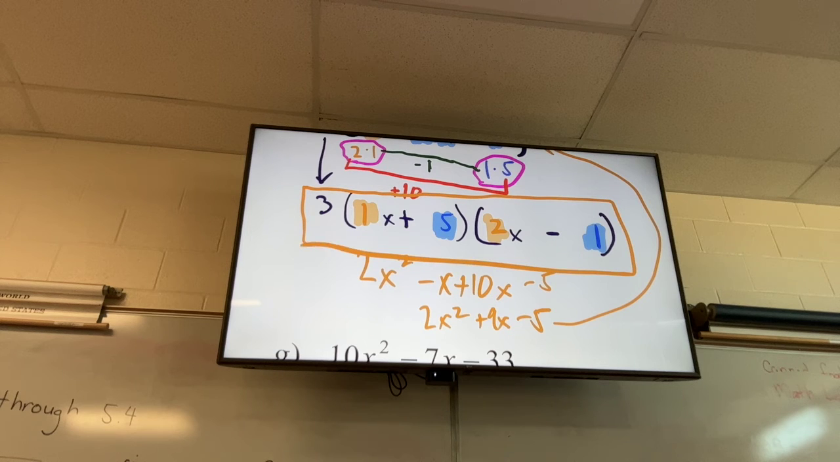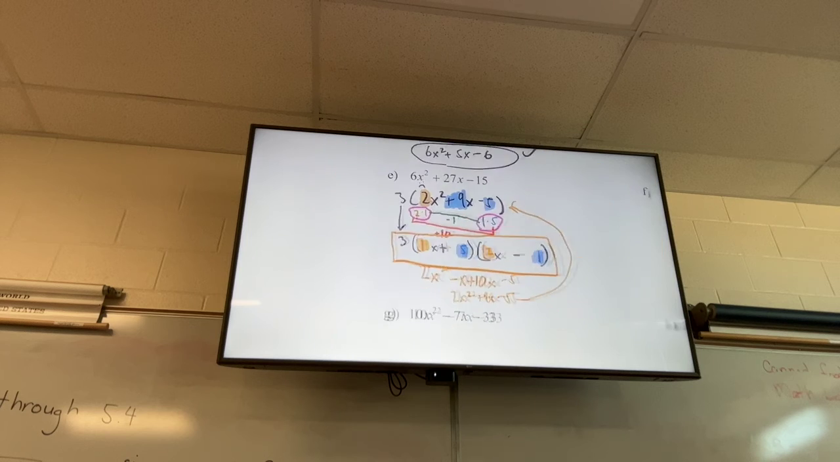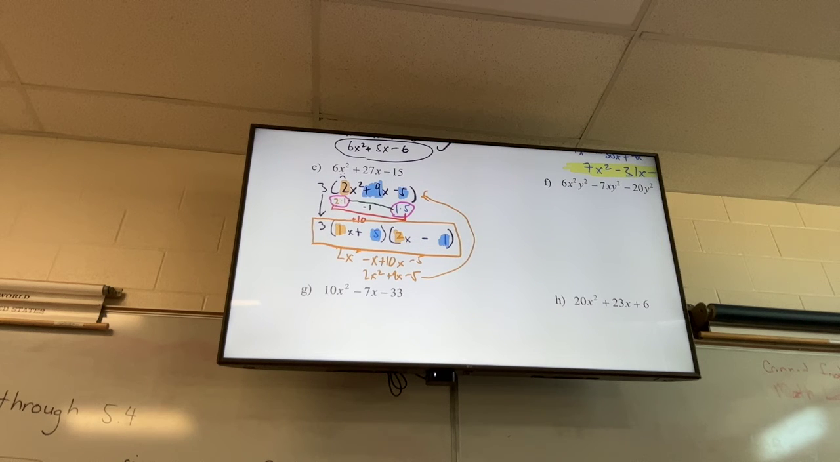Does it matter, 1 and 5 or together? It matters. Yep, it matters. All 4 of those numbers need to be in the right spot. Yep, all 4 of them need to be in the right spot, okay?